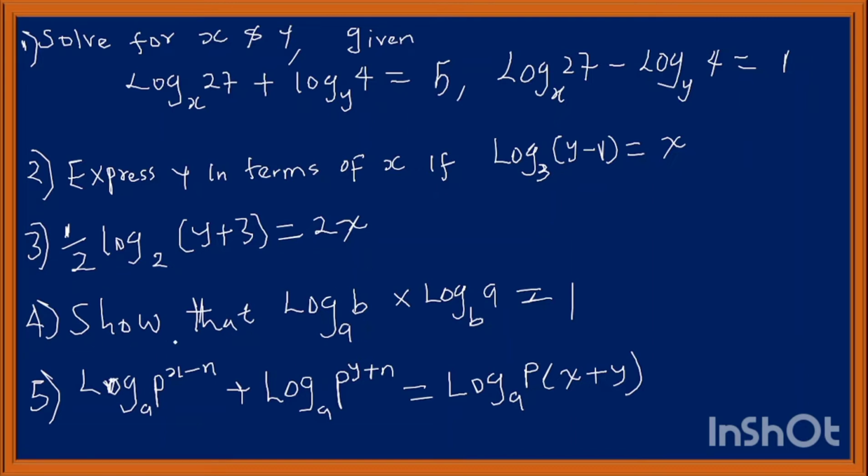Number 4 says show that log b base a multiplied by log a base b is equal to 1. We are going to show this, we are going to prove it. And the last one is also show that the logarithm of p to the power of x minus n base a plus the logarithm of p to the power of y plus n base a is equal to the logarithm of p to the power of x plus y base a.